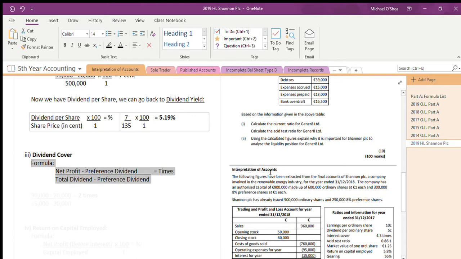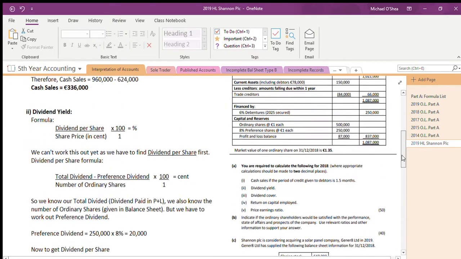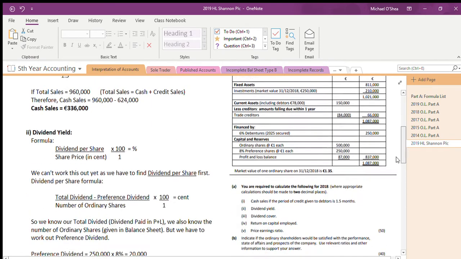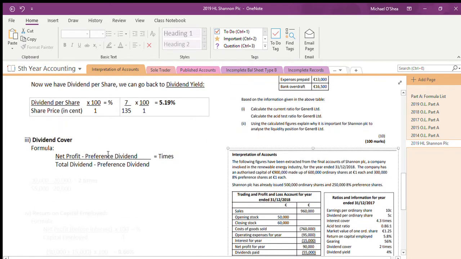Well, my net profit is given in my P&L. It's about halfway through it. P&L here, net profit for the year, 90,000. Sorry, so 90,000. So my net profit for the year is 90,000.